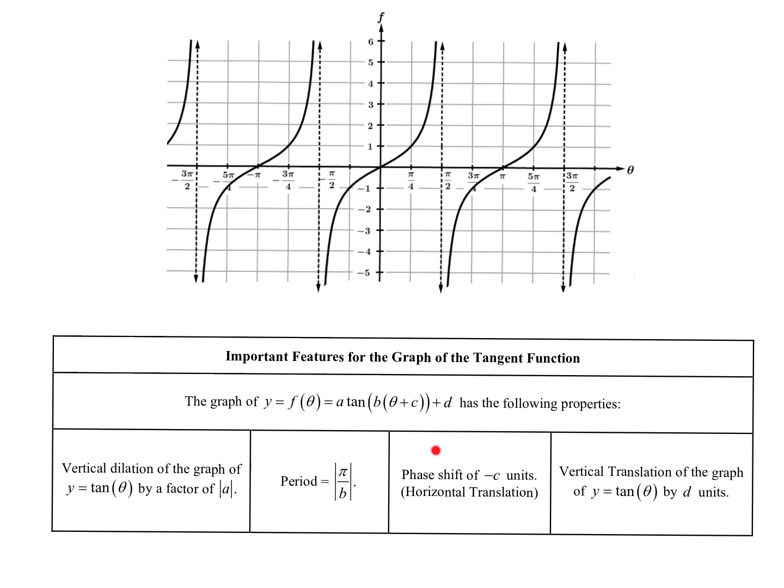All right, keep going. Phase shift. Yep. Phase shift of negative c units, horizontal translation. All right, so again, if we add or subtract inside here, we're going to move left and right. Okay, and it kind of does the opposite of what you might think, just like all of the other ones. All right, keep going on the vertical translation. Vertical translation of the graph of y equals tangent of theta by d units. All right, so again, this one starts at 0. It's not a midline, okay? So tangent does not have a midline. But if I like moved up 2 here and I kind of made my little curve, my d would be 2. Okay, it's that vertical shift going on, or that vertical translation.